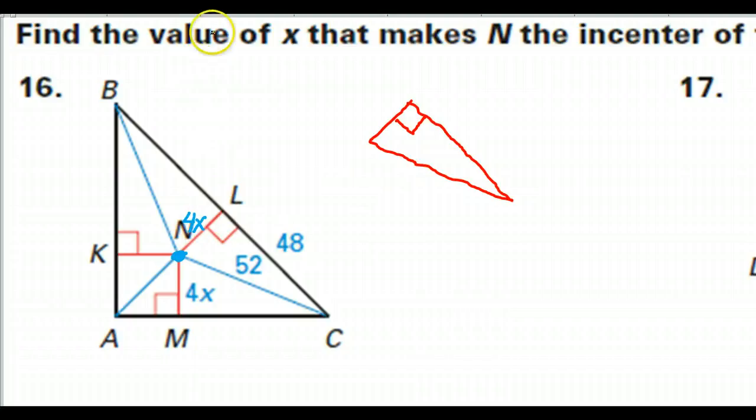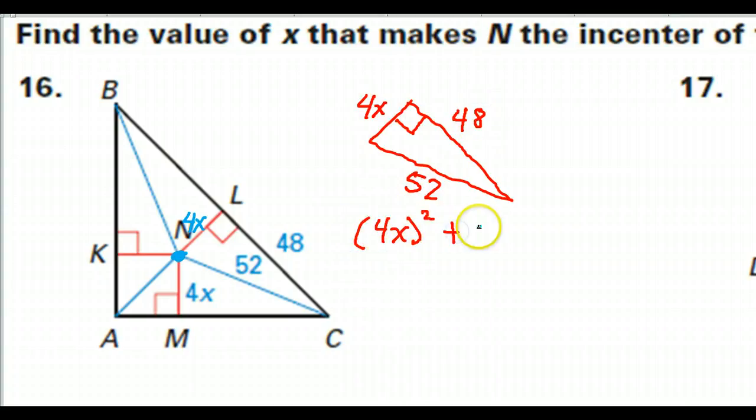So again, what I've got is this side over here is 4x, and this leg up here is 48, and the hypotenuse right here is 52. So I'm just going to use the Pythagorean Theorem to find x. So that's going to look like this. Leg squared plus leg squared equals hypotenuse squared. So 4x squared plus 48 squared is equal to 52 squared.